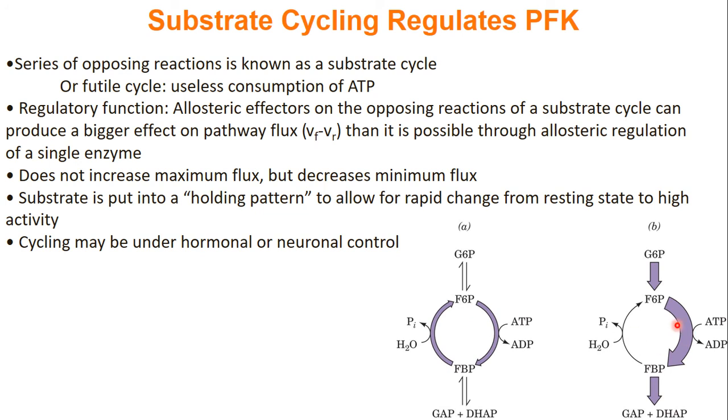And that's what's being shown here. So we shut off the reverse enzyme. Now all of our flux is going downhill because we're not remaking anything. So we have increased the flux, but in this holding pattern, we're making sure we're ready to go as fast as possible if we need to, like I say here, allowing for a rapid change from resting to high activity. And this cycling is usually under hormonal or neuronal control.